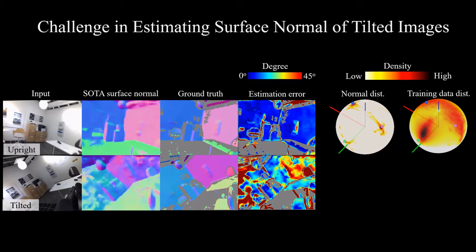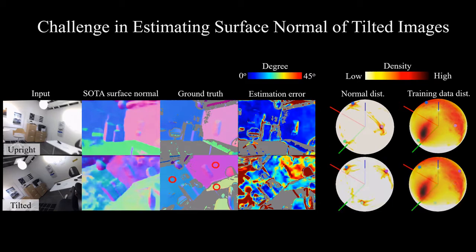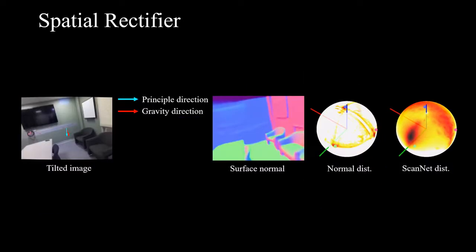While the surface normal distribution of the upright image is well aligned with the training data, there is a distribution gap for the tilted surface normals. Fortunately, there exists a 3D rotation that can reduce this distribution gap. We propose a spatial rectifier that leverages this 3D rotation to minimize the distribution gap. Given a tilted image, note that there is a large distribution gap with respect to the training data.